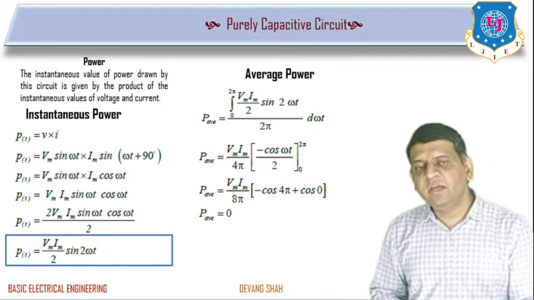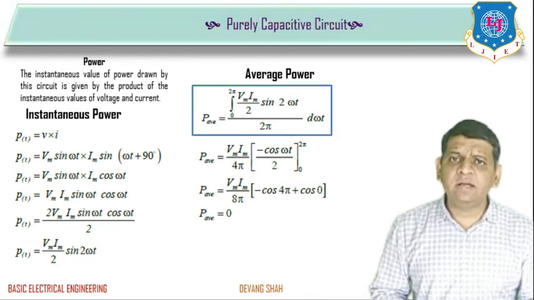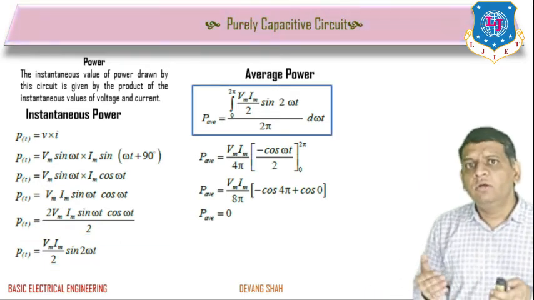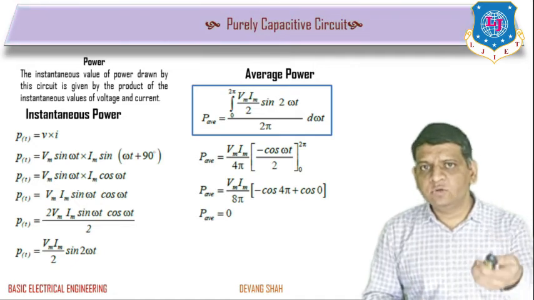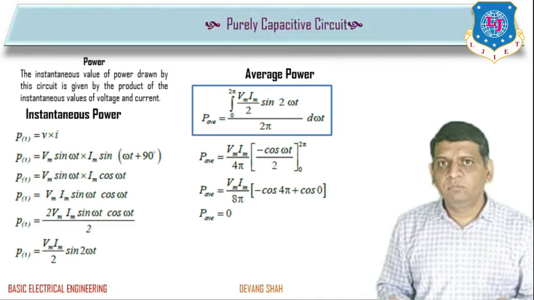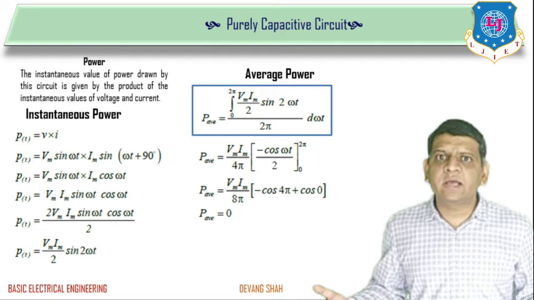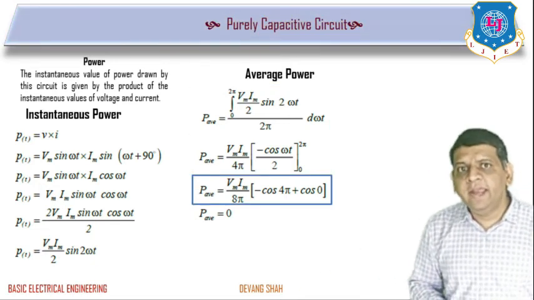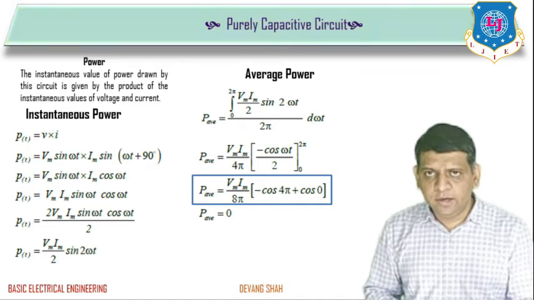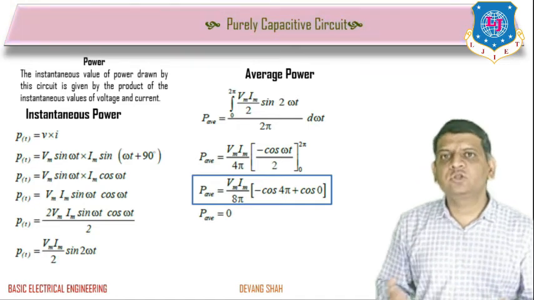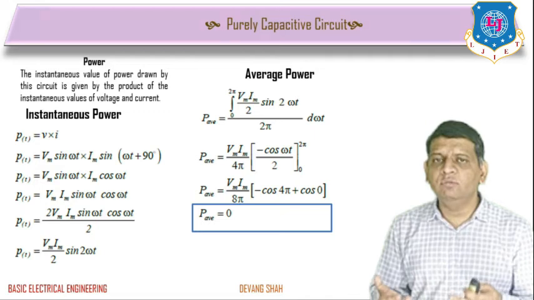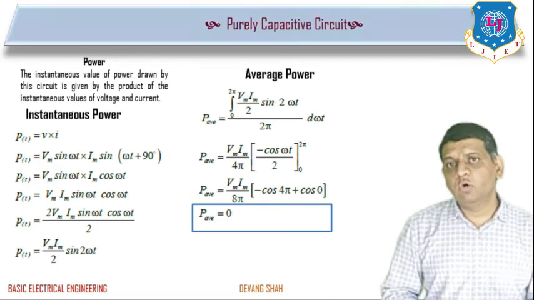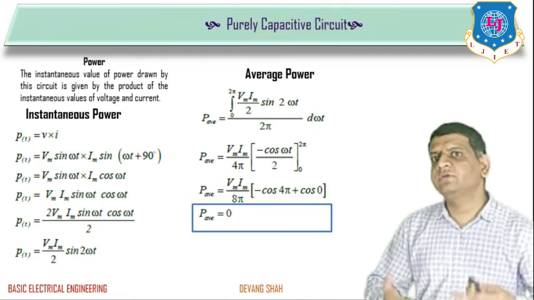So here, for the purely capacitive circuit, you will find p(t) is equal to Vm Im by 2 into sin 2 omega t. Once you take the integration of this term with respect to the full cycle 0 to 2 pi, you can find the P average value Vm Im by 8 pi into, in bracket, minus cos 4 pi plus cos 0. So here the average value of instantaneous power P average is always equal to 0 for the purely capacitive circuit, right?